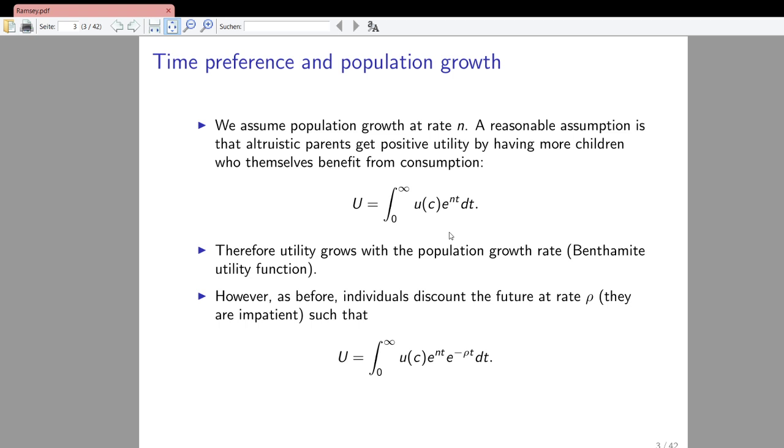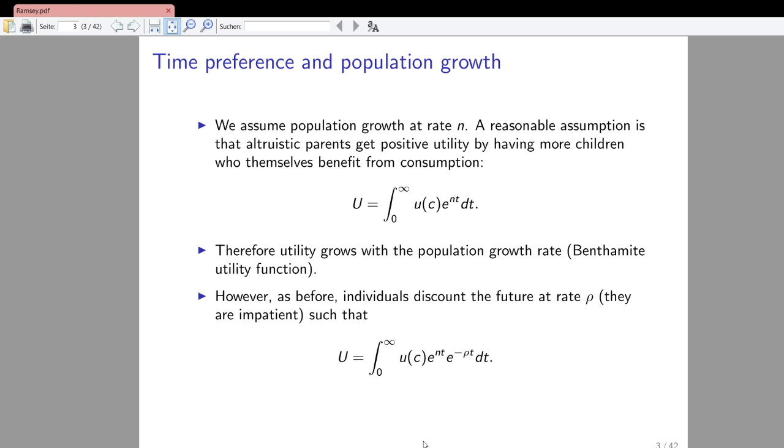And a so-called Benthamite utility function takes this into account, that this increases overall utility of the household, because the Benthamite utility concept cares for the aggregate level of utility, and in this case aggregate utility refers to household utility. However, again, as before, individuals discount the future at the rate rho, so we also have the discount factor applied in the lifetime utility function.